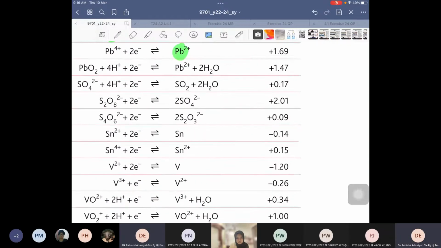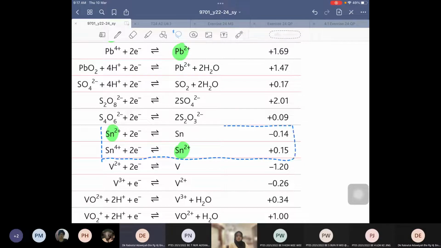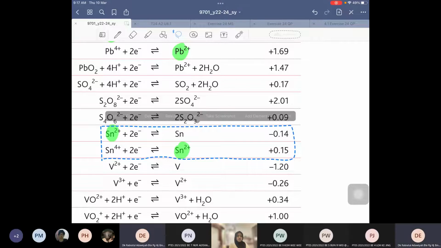Sn, same thing. I am interested in Sn2 plus. One Sn2 plus is on the left side, which means the value when it is being reduced, and the other Sn2 plus is on the right side where it will be oxidized. Okay, so I will use this.